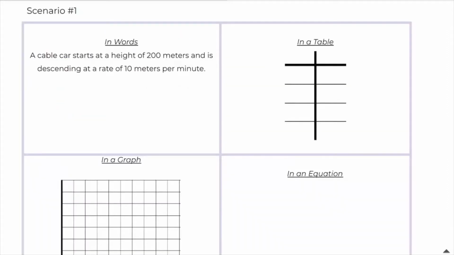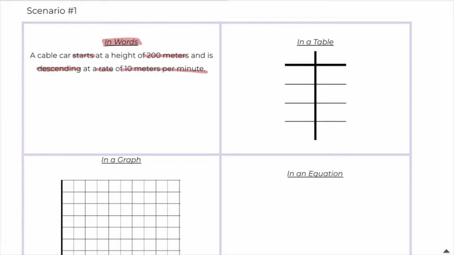So if you take a look at our first scenario, it tells us the information in words. So we know this situation in words, and it's telling us that a cable car starts at a height of 200 meters and is descending at a rate of 10 meters per minute. That it starts at a height of 200 meters and that it's descending at a rate of 10 meters per minute. So all of this is some really important information.